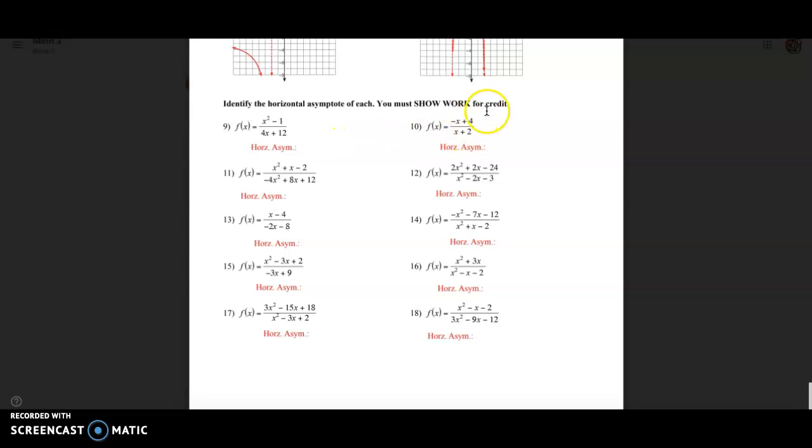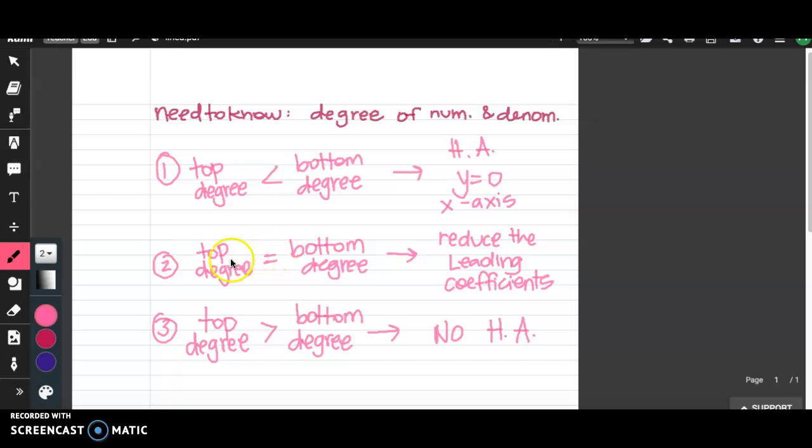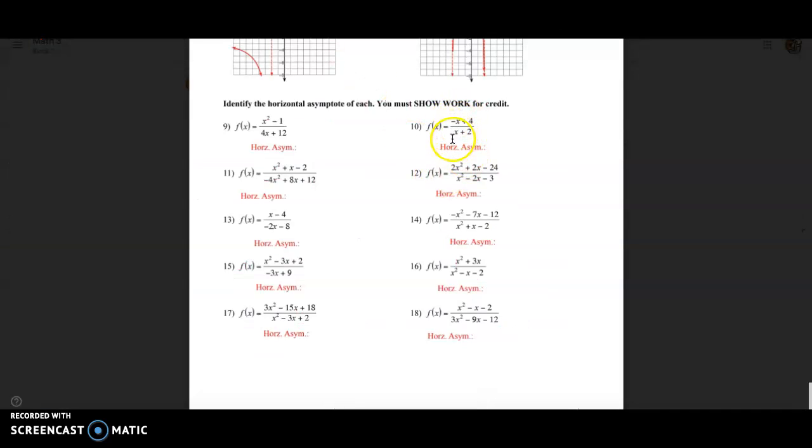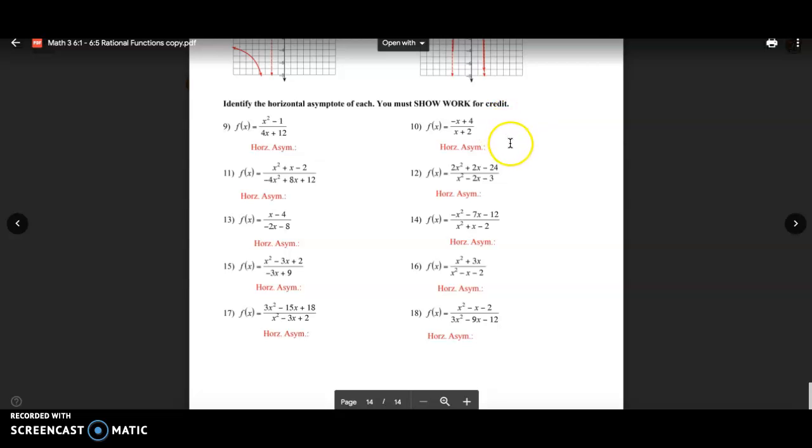Let's look at number 10. This one's a 1 in the degree, and that one's also a 1 in the degree. There's invisible little 1s in the exponent, so that means that they're equal. That means I have to reduce the leading coefficients. Over here, the leading coefficient was a -1 on top and a 1 on the bottom. So I got -1 over 1.